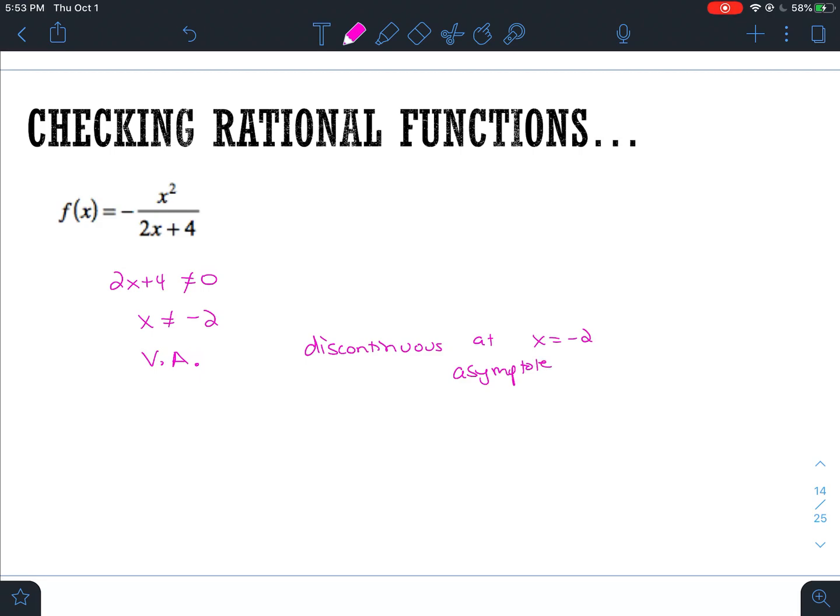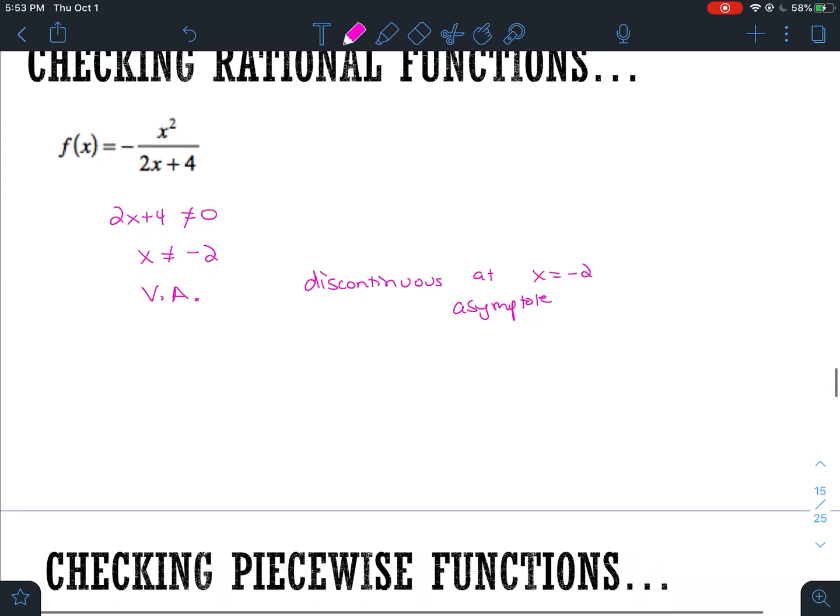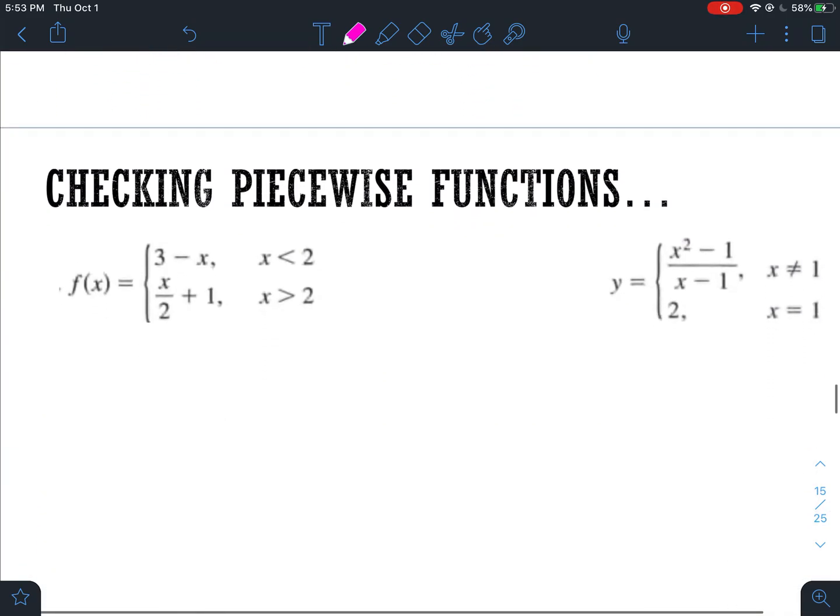So to check rational functions, you're going to look at the denominator and see if the denominator can equal 0. If it can, then you're either going to have a vertical asymptote or a hole there. It's a hole if the numerator and denominator factor and cancel.